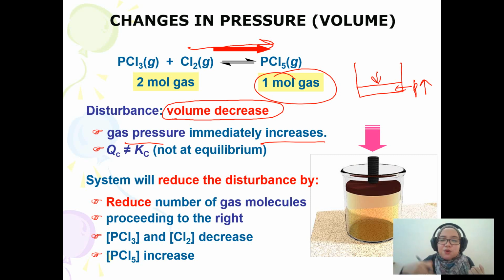So, now, what is the effect to the final equilibrium? The final equilibrium will have the concentration of reactant decrease and the concentration of product increase. Okay? Later it will reach Qc equals Kc again. Okay? Alright.